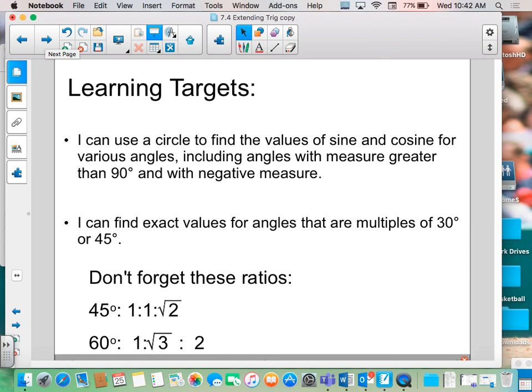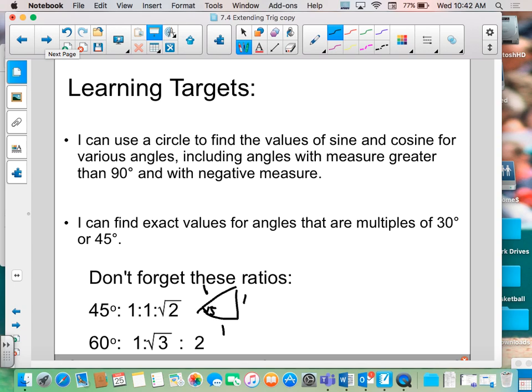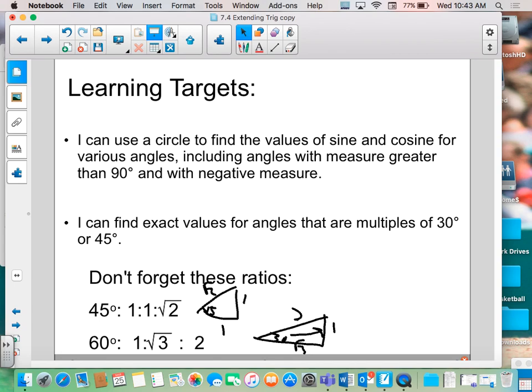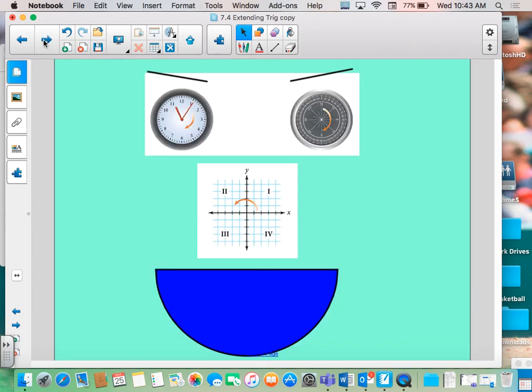45, 45, 90s are 1, 1, square root of 2. 30, 60, 90s, I call them 1, 2, square root of 3. I hope you can picture them. Here's your 45, 1, 1, square root of 2. I like this picture for the 30, 60, 90, 1, 2, square root of 3. Notice the square root of 3 is across from the 60-degree angle. The 1 is across from the 30. Again, little things, but very important.